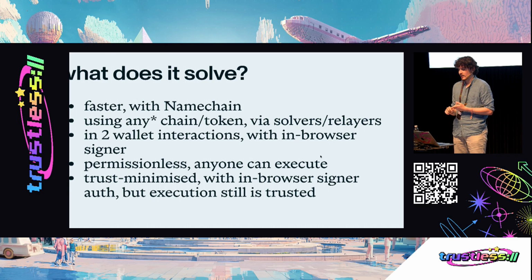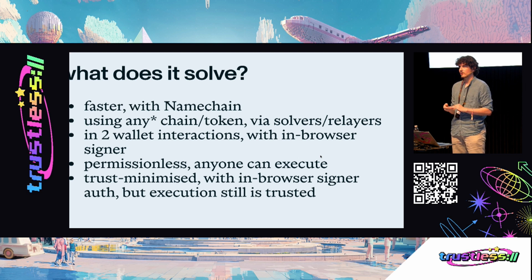We can use any chain and token via solvers and relayers of Rhinestone. And we can, in two wallet interactions, register a .eth name with an in-browser signer involved. And it's permissionless. Anyone can execute either via intents or via 4337, which is very widely supported across the industry. It's also not completely trustless, but is trust minimized with an in-browser signer auth.